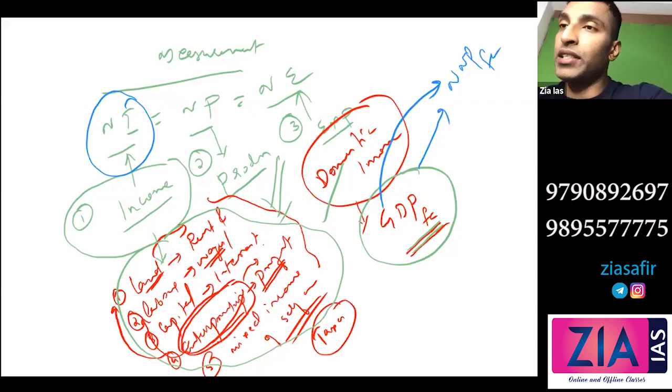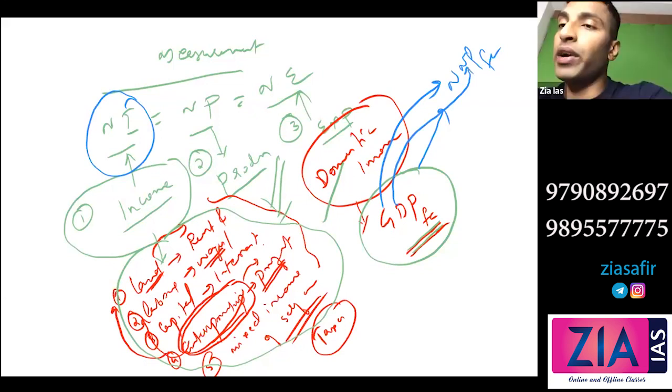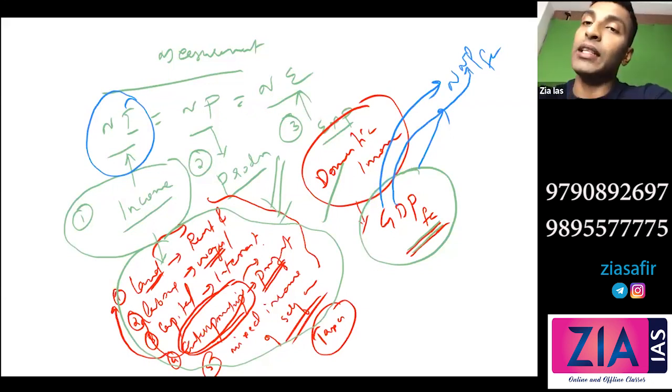We will consider the depreciation. D to N, we know how to convert. NFIA, we will consider NFIA. Yes, that's it. Those 2 conversions are required, nothing else. So once we get this domestic income, we can get the national income.